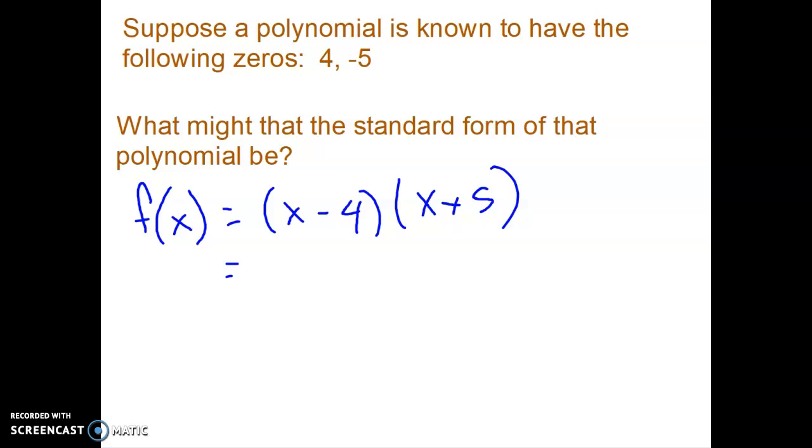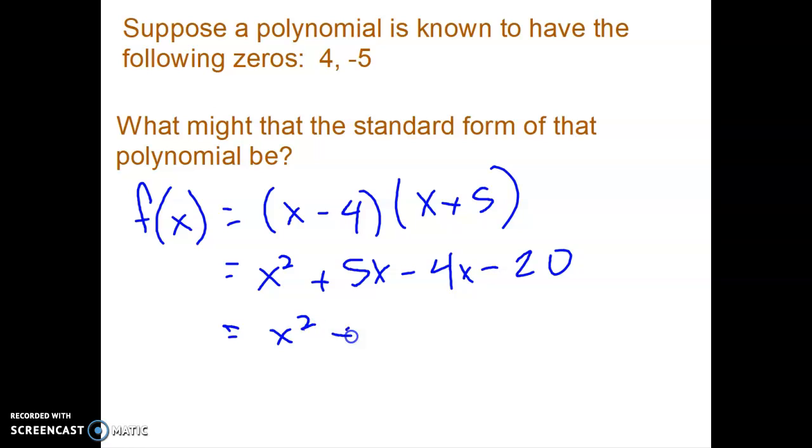In this case, we just have 2, so we can FOIL. And then we can combine like terms. And we end up with this as a polynomial. Now, it's important to note, and I don't think we talked about this, that this is not the only polynomial that has those zeros. This is just a polynomial that has those zeros. For example, if I distributed a 3 or I distributed a 1/2, I could come up with all sorts of different polynomials that cross the axis at both 4 and -5, even though the coefficients are different. Any multiple of this polynomial will work as well.